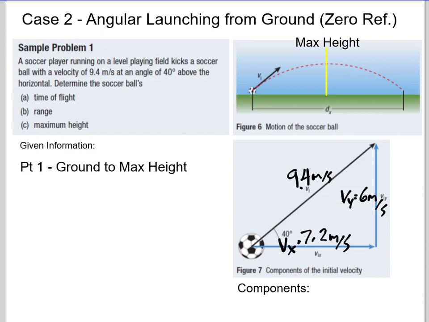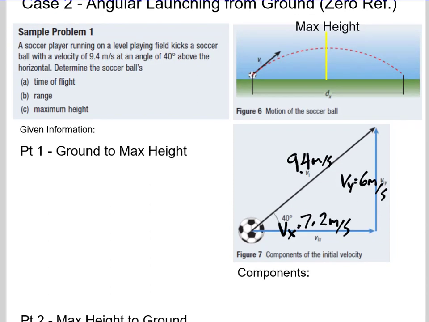Our first part of the problem is going to be going from ground to the max height. And we choose the max height for a reason, because at the max height, that's this location right here, something happens to the vertical velocity. If you think back to one-dimensional motion where we were throwing objects in the air, at the maximum height the object reached, it would stop for an instant. So at this maximum height right here, we know that the vertical velocity is 0. Not the horizontal velocity, just the vertical velocity.